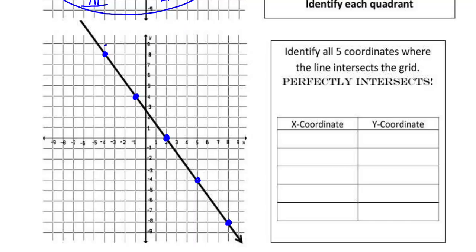So let's write them in the table. I'm just going to do this first one up here. So I'm at -5, +8. So I'm going to fill in the table, -5, +8. And then the next point right here is -1, +4. This one is 2, 0. 2 side to side, 0 up and down. This one is 5, -4. And then 7, -7, or 7, -8, I apologize, is the last one.